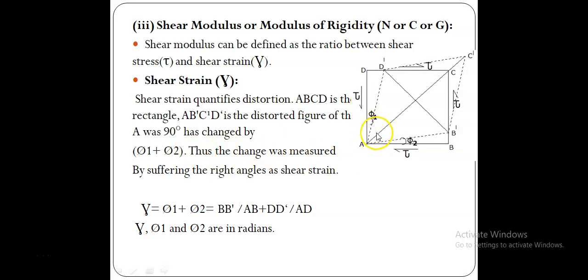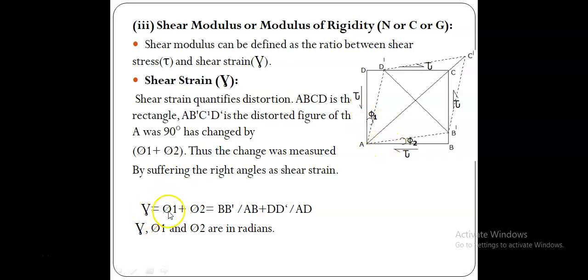Initially there is a right angle at A, 90 degrees, which suffers due to this distortion, and this change from 90 degrees is due to phi 1 and phi 2. So that is the sheared angle, or that will be the strain. Thus the change measured by the suffering of the right angle is the shear strain.